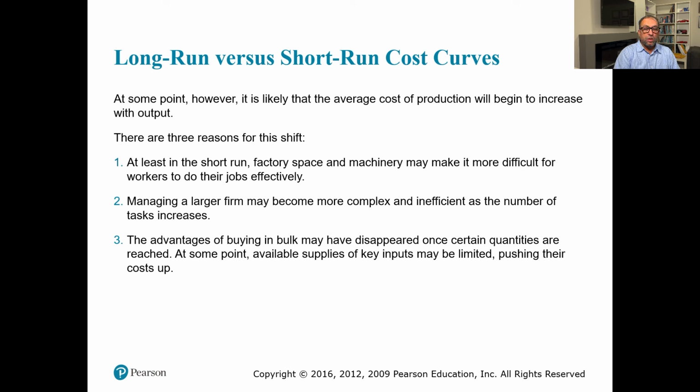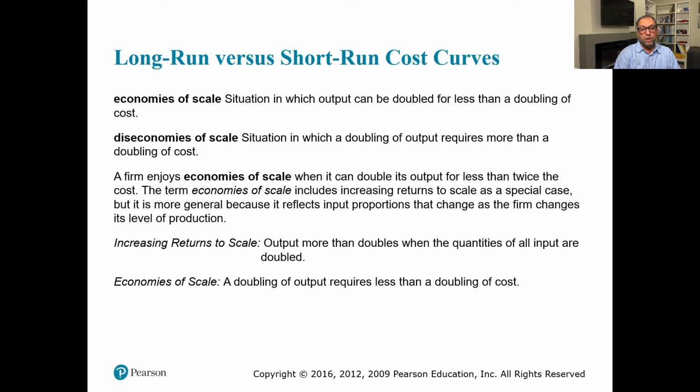So there are three reasons for diseconomies of scale. At least in the short run, factory space and machinery may make it more difficult for workers to do their jobs effectively. Managing a large firm may become more complex and inefficient as the number of tasks increases. The advantage of buying in bulk may disappear once certain quantities are reached. At some point, available supplies of key inputs may be limited, pushing costs up. So these are the reasons for diseconomies of scale.